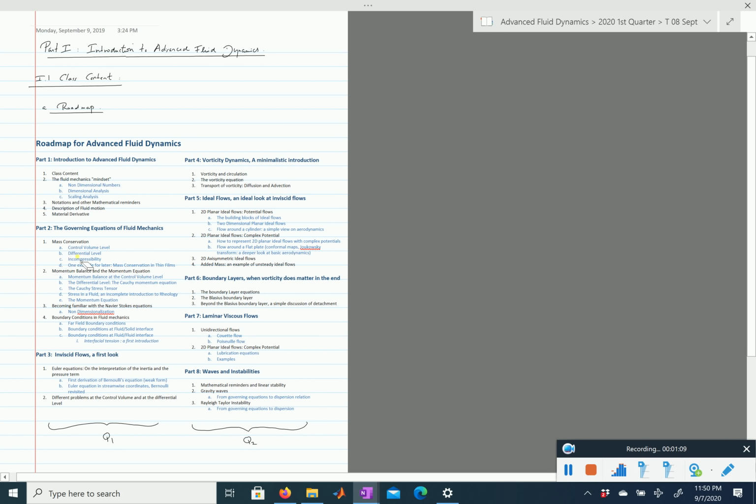mass conservation, momentum equation. We'll derive them from the control volume level down to the differential level, and the boundary conditions. So this will take us roughly 3 to 4 weeks, and then we'll have 1 or 2 weeks left before the end of the quarter to start discussing the simpler flows where we can neglect viscosity, which are inviscid flows, and Bernoulli equations. So after that, you will have your midterm, and we'll move on to the second quarter.